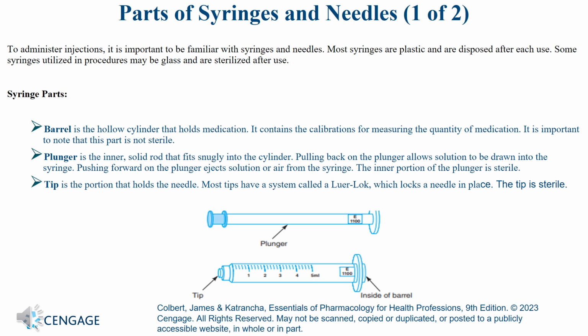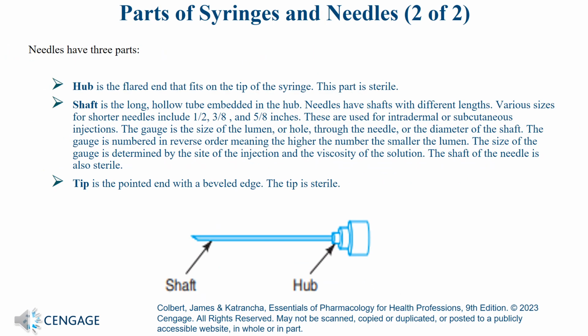The tip is the portion that holds the needle. Most tips have a system called a luer lock, which locks a needle in place. This tip is sterile. Okay, what we are looking at is our needle, and it has three parts.